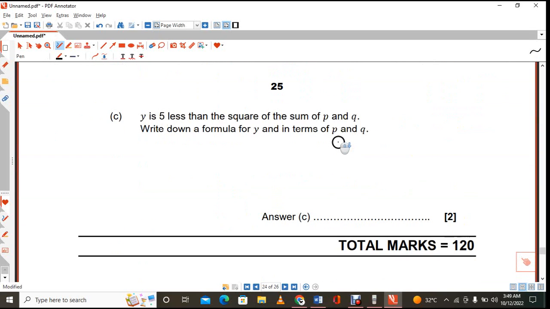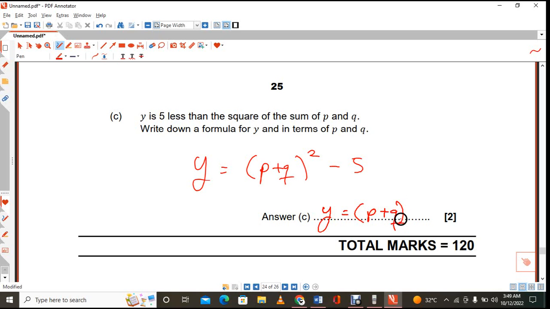Okay, that brings me to my very last question from this question paper that I gave to my learners in September. Y is 5 less than the square of the sum of P and Q. Alright, so y equals P plus Q all squared minus 5. That's it.